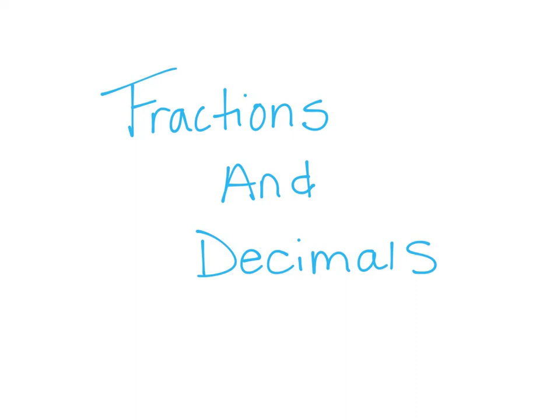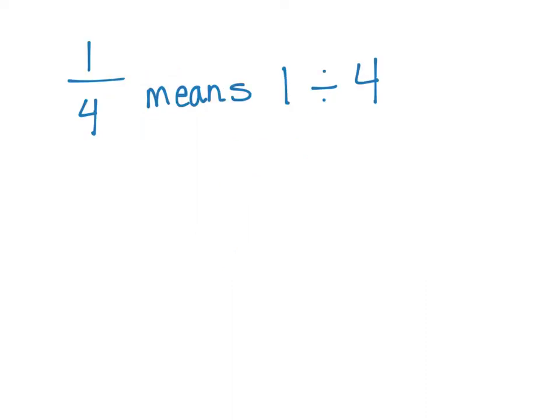Today we're going to talk about fractions and decimals and how to change between the two. First thing you need to remember is that a fraction is another way of writing a division problem. So 1 over 4 means 1 divided by 4. Any fraction can be expressed as a decimal by dividing the numerator by the denominator.